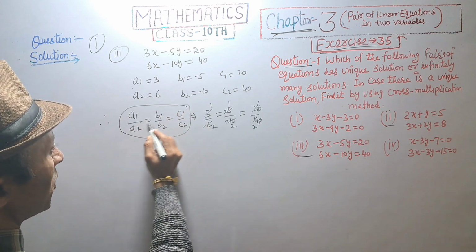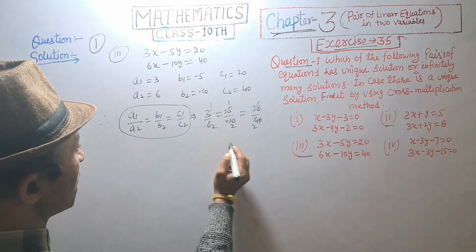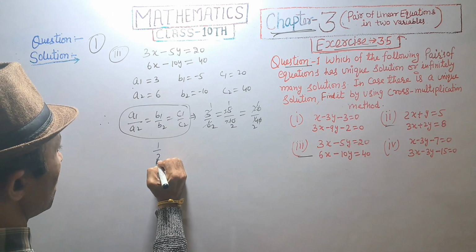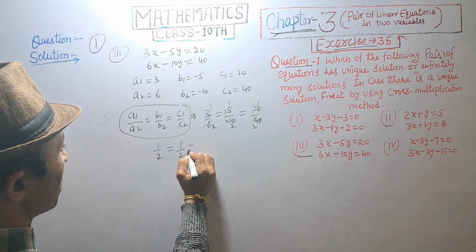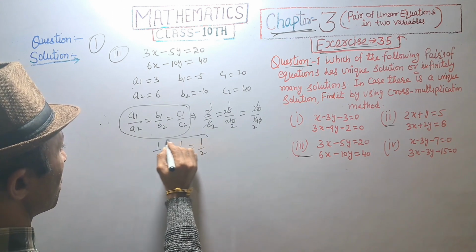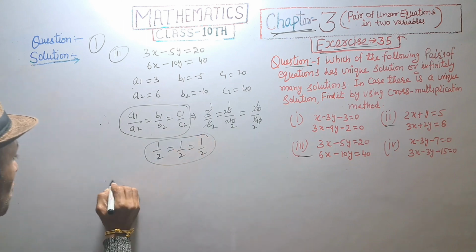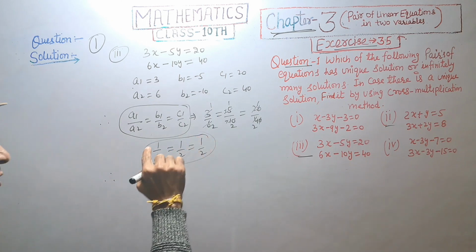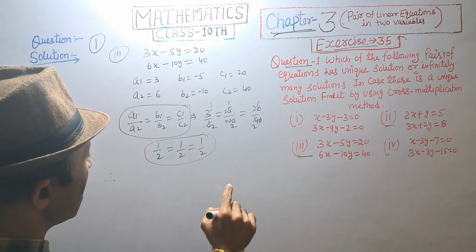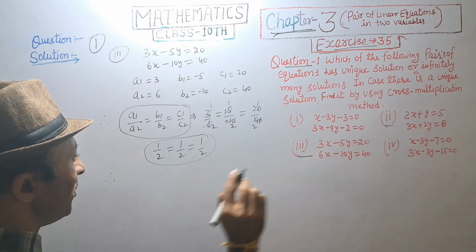A1 upon A2 equal to B1 upon B2 equal to C1 upon C2: 1 upon 2 equal to 1 upon 2 equal to 1 upon 2. So the pair of linear equations has infinitely many solutions.